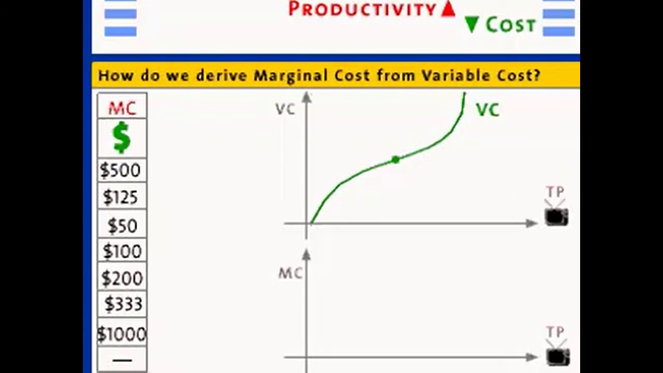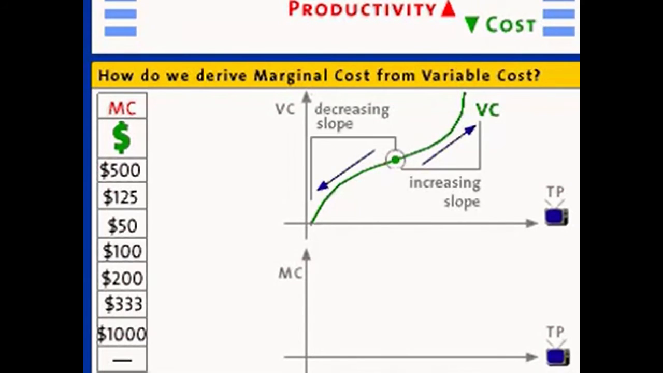plant. Remember, in the short run, you reach a point where you simply cannot produce any more television sets, no matter how much labor you hire. At that point, you can hire all the extra labor you want, but you don't get any extra TVs. At that point, the variable cost curve becomes vertical, goes straight up.